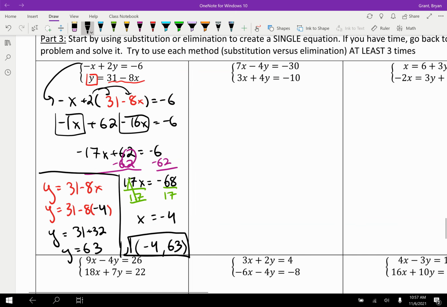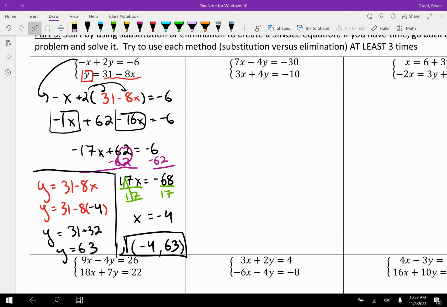Next up, this one looks like straightforward elimination. I bet we could just go through and combine like terms as we move down. 0, 10x equals negative 40. Not bad at all, right? Divide by 10. And we find that x equals negative 4.